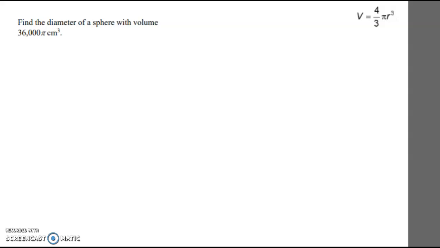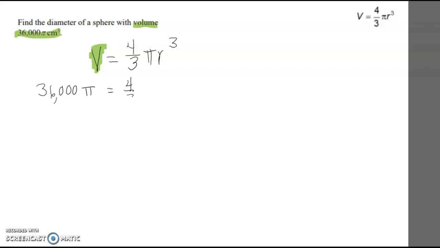Now, what happens if I'm given the volume and I want to find the radius or diameter? What we're going to do is we're going to work backwards. So again, I know my formula is volume equals 4/3 pi r cubed. This time, it's giving me the volume is 36,000 pi centimeters cubed. I'm going to replace my volume with 36,000 pi equals 4/3 pi r cubed. We need to find out what my radius is in order to find the diameter of this sphere.